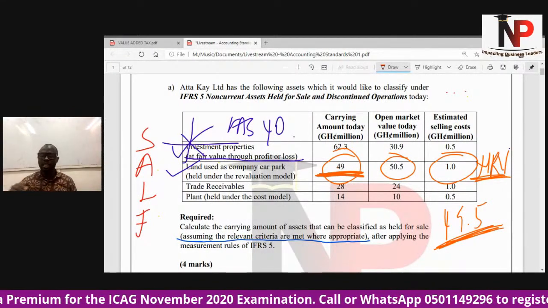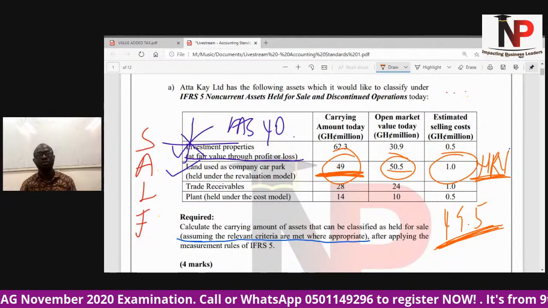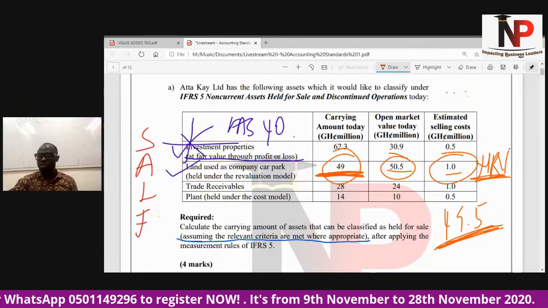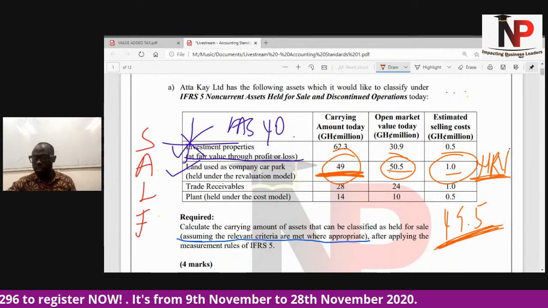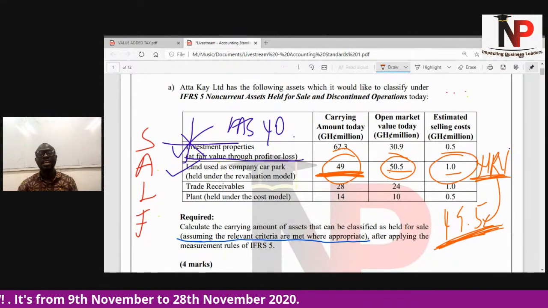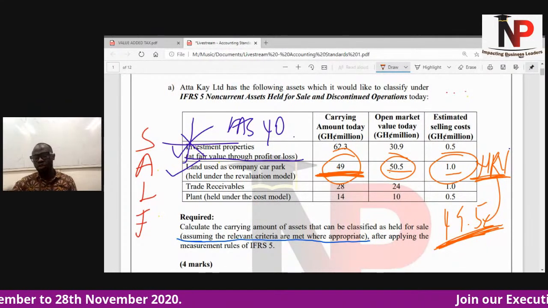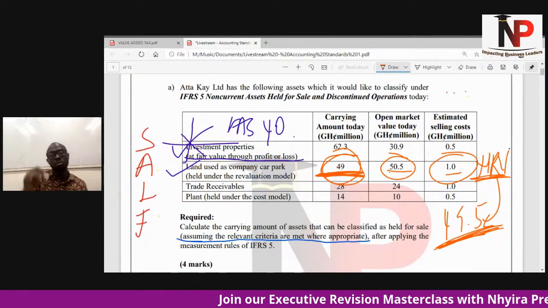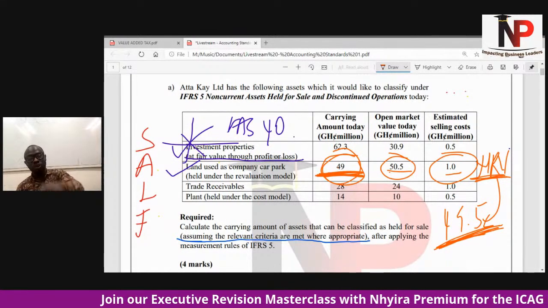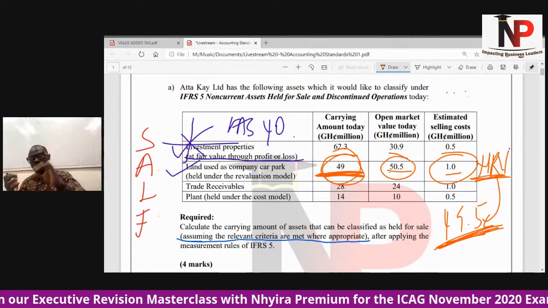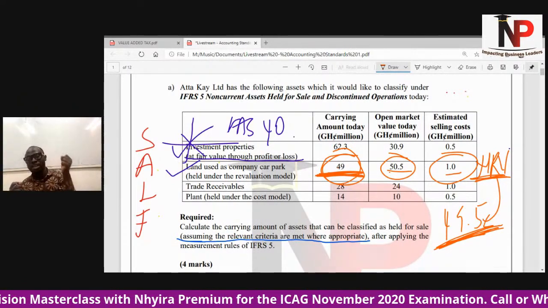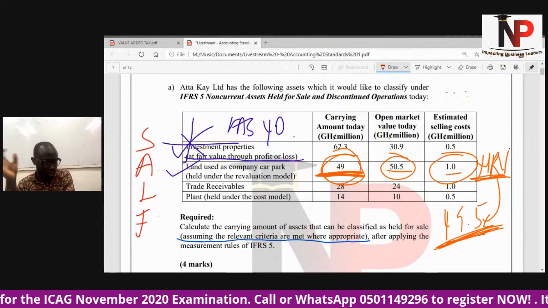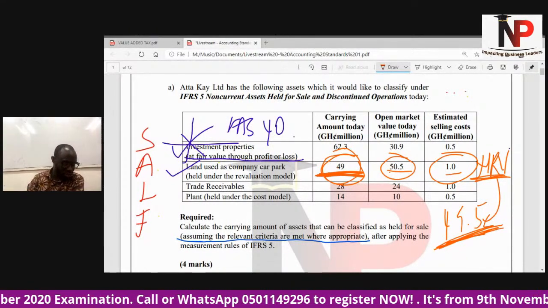Then in that case, the open market price is 50.5. The estimated cost to sell is 1. So when we subtract that, we get 49.5, and that is the net realizable value. When we compare the net realizable value against the current amount in the books of the company, which is 49, the lower of the two is 49. So we're going to be carrying this at 49. That is the treatment of that.